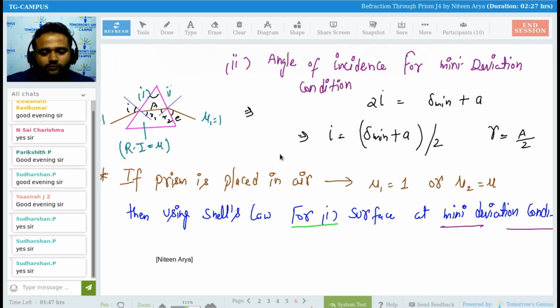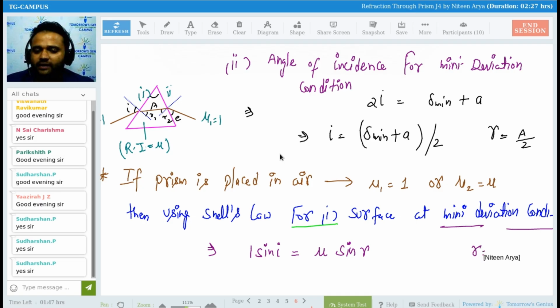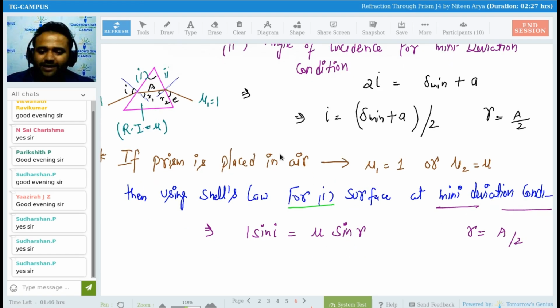So then, simple thing, mu1 which is 1, sin I directly, and mu2 which is mu, sin R, because R1, R2 is R only. So we know R also. R is A by 2. And this I, which is the angle of incidence for minimum deviation condition, is delta min plus A by 2, divided by whole 2. Isn't it? Clear? Till now?